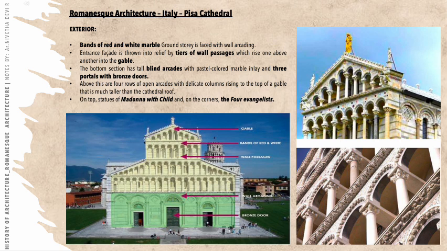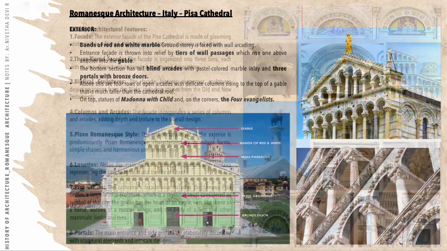Above this are 4 rows of open arcades with delicate columns rising to the top of a gable that is much taller than the cathedral roof. On top, statues of Madonna with Child, and, on the corners, the 4 evangelists.